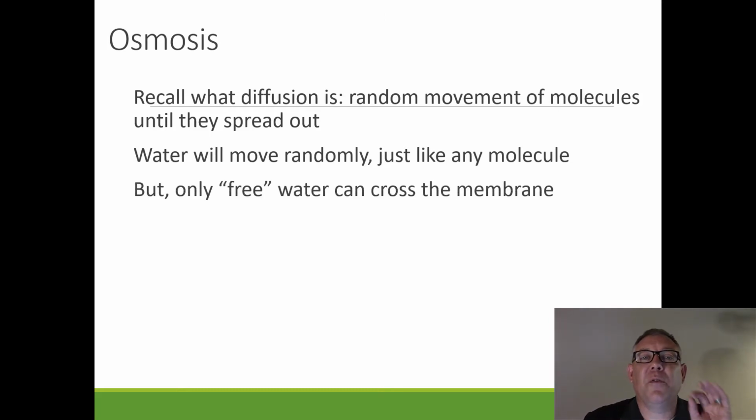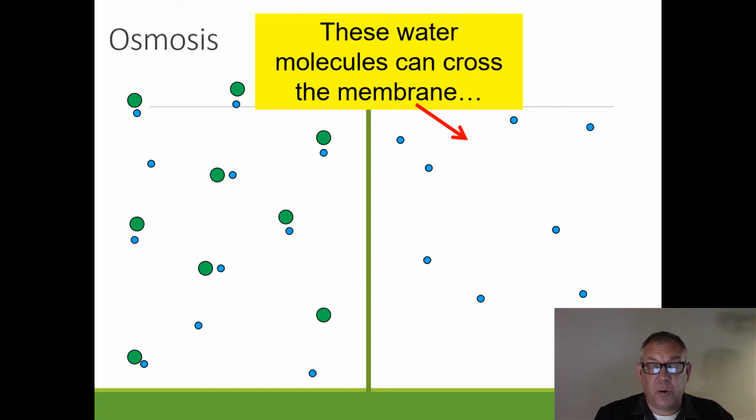But only free water can cross the membrane. And so although you've got lots of water molecules in our example, only some of them can cross the membrane. Those free water molecules are able to cross the membrane, but the water molecules bound to urea cannot cross the membrane. Again, imagine diffusion and water molecules moving around at random. The free ones will move at random, and they might cross the membrane and they might cross back, whereas the ones that are bound to urea will just move around on that one side of the membrane. So only the free water molecules can cross this membrane.